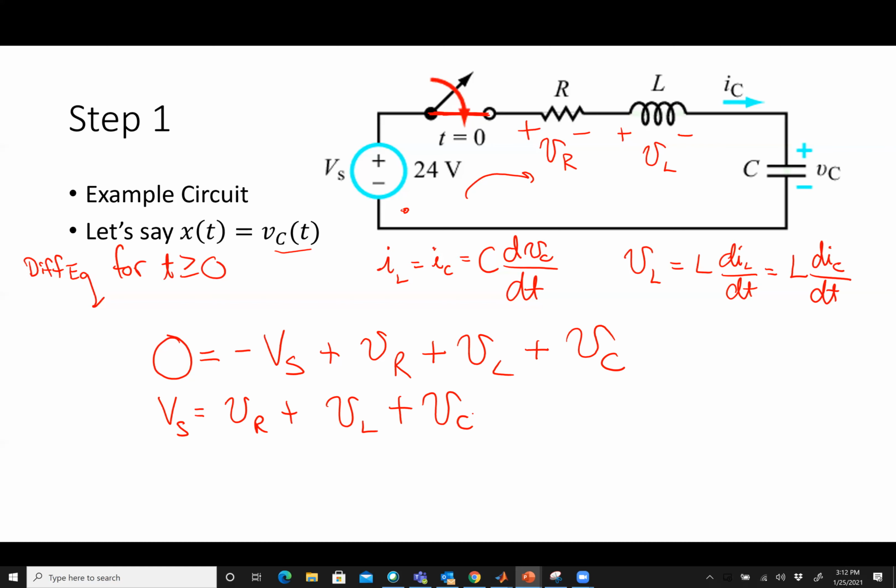Now, at this point, I need to start substituting stuff in. So what should I substitute in for V sub R? IR. Yep, IR. In particular, I'm going to say I sub C times R, right? And there's a reason why I did that. So I said IL and IC are the same. So what can I put in for V sub L here? L dIC over dt. Yep, L dIC dt plus V sub C.